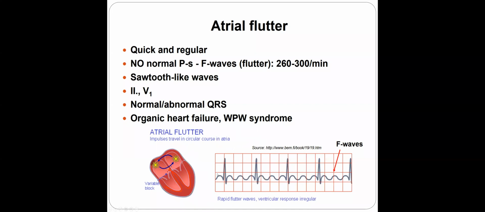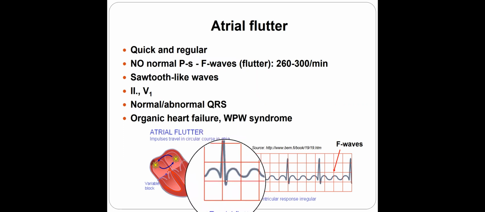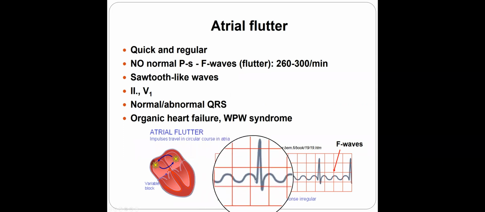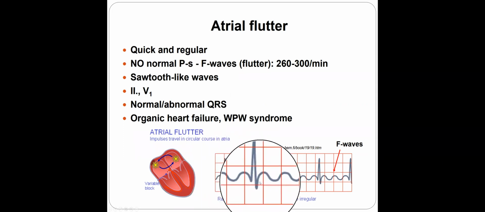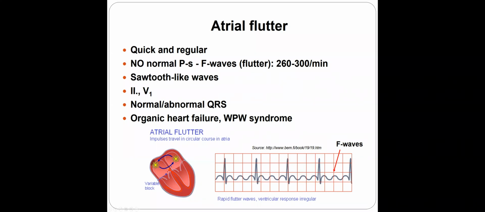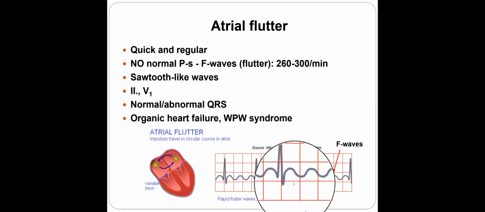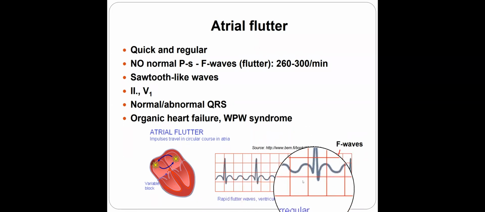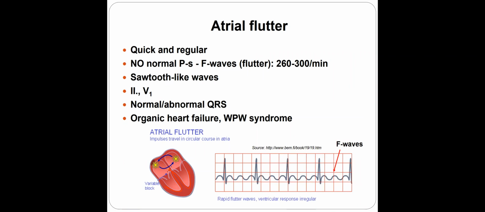And of course, because the rate is around 260 to 300, it can be proportionally conducted. Let's see how many we have: 1, 2, 3, 4, 1. So we have 4 to 1 conduction, so every fourth F wave is followed by the QRS complex. This makes it regular, but it can be irregular as well when randomly conducted, though mostly a flutter has a regular rate. And you see these very nice big F waves, or saw waves, looking like the teeth of a saw.